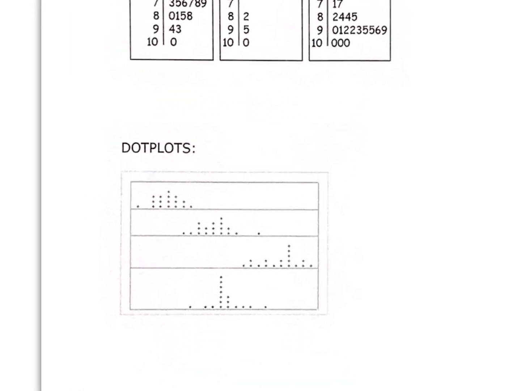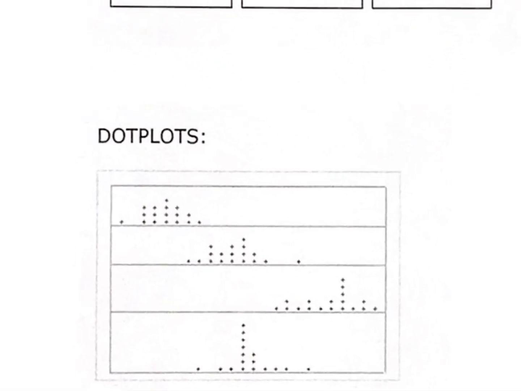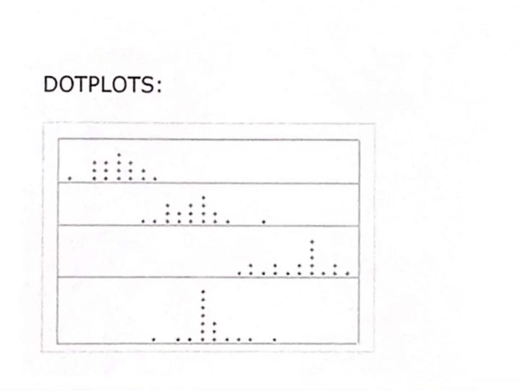Here are some dot plots. Let's go through and talk about these. What's the shape of this first dot plot? Skewed right? Wait, hold on, it's just that part. What do you think? It's pretty symmetrical. Yeah, I'd say roughly symmetric.